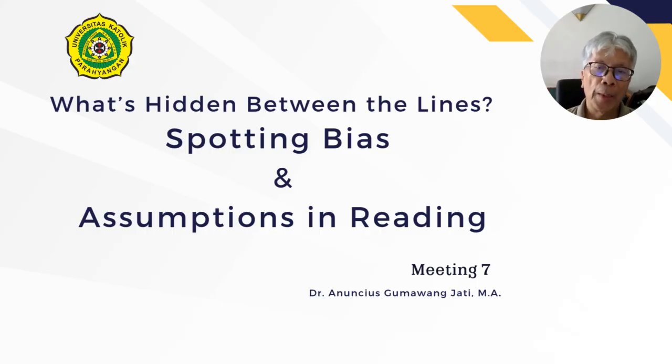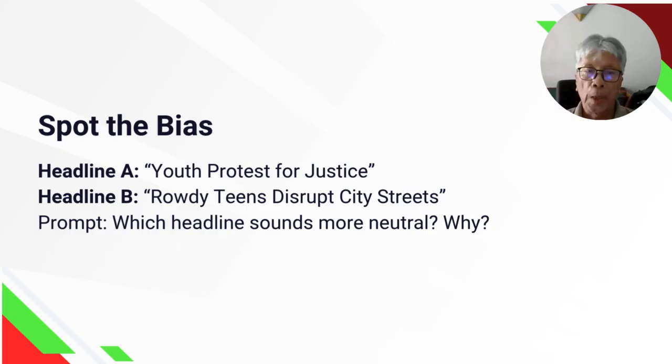Today we're going to talk about bias still. So, what's hidden between the lines, spotting bias and assumption in reading. This is our seventh meeting actually, week seven, and we're going to discuss this. And we have touched some of that in our meeting previously. Let's look at this for a while.